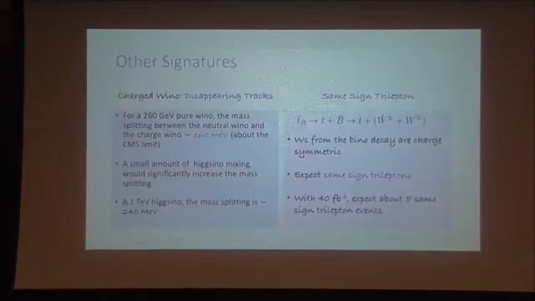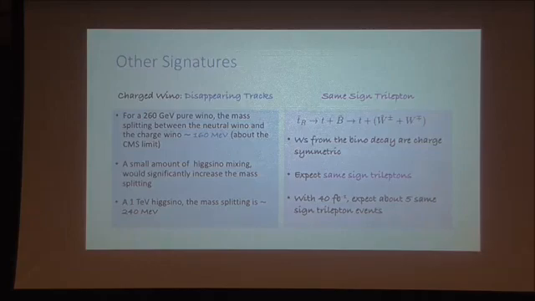Also, another thing is here, the LSP is wino-like, and we have pretty light winos, and we expect disappearing tracks. So whether or not we're going to see the disappearing tracks depends on other parameters in the model. For example, in the benchmark I showed you, we proposed a wino about 260 GeV. If this wino is a pure wino, then the mass splitting between the neutral and charged wino is about 160 MeV, which is about the current CMS limit.